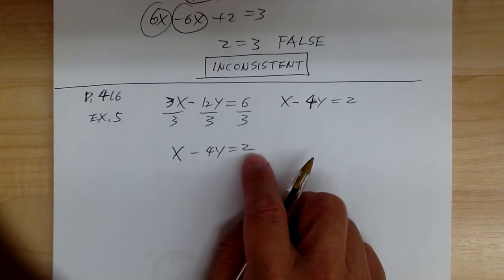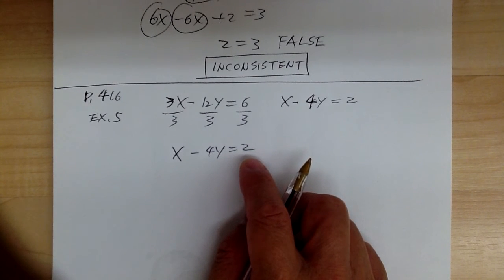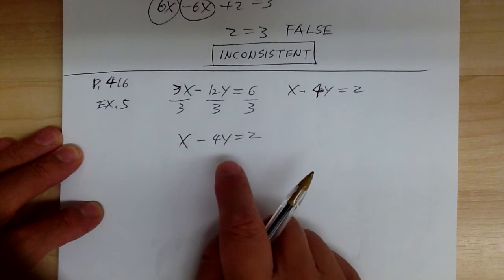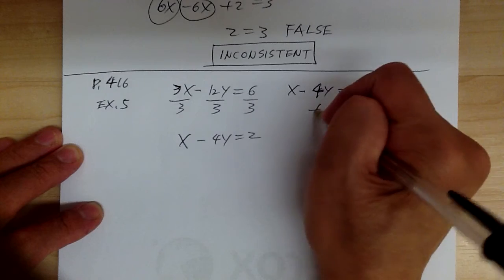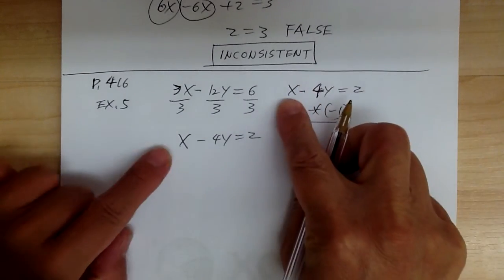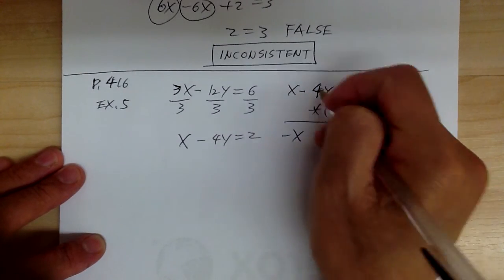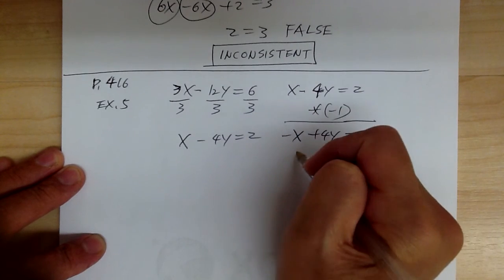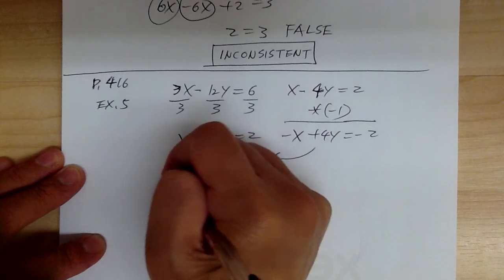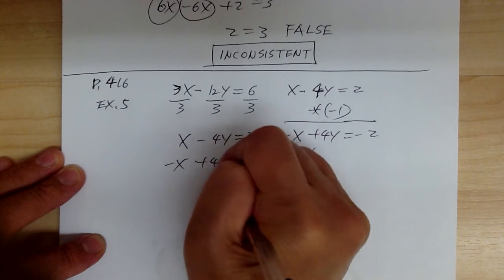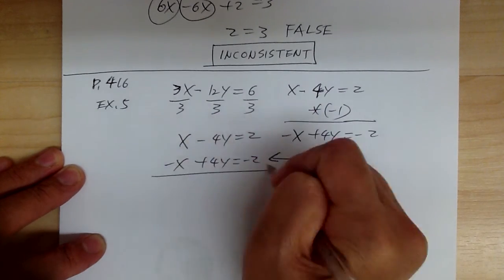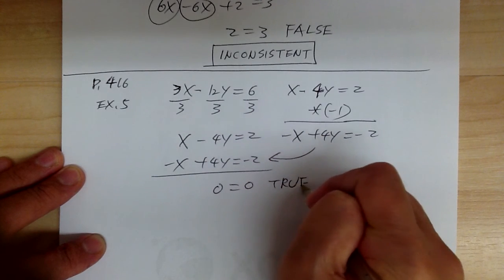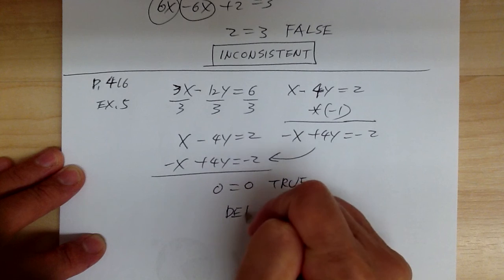So when they're identical, it's going to be dependent, right? But let's say if you don't see that. If you don't see that, I'm going to eliminate the x. So I'm going to multiply this by -1 to make the x opposite. So you get plus 4y equal to -2. And I'm going to put this under. So you got -x plus 4y equal to -2. So cancel, you get 0 equal to 0. So this is true, right? So in this case, this will be dependent, right?